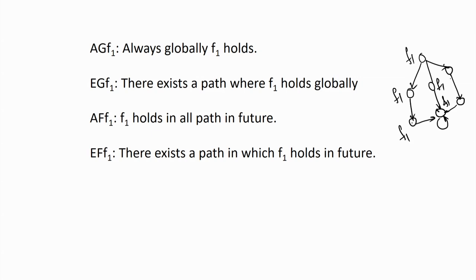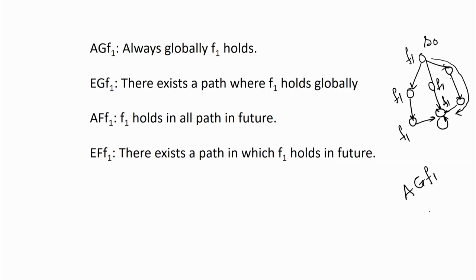if I proceed through this particular execution path, we will find that in all states F1 is true. Similarly, if I proceed by this execution trace, again we find that in all states F1 is true. But if I follow this particular execution trace, in these two states F1 is not true. That means, if I look for the truth value of the formula A G F1, then A G F1 is not true at S0, because we get one execution trace where F1 is not true in two of the states.